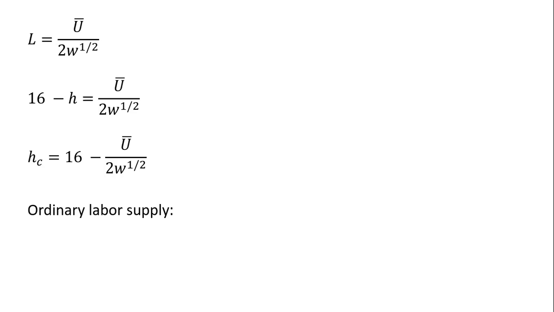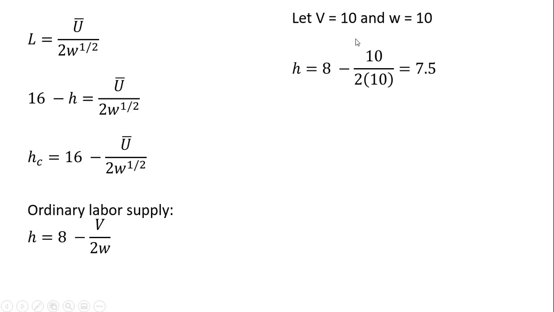The ordinary labor supply, I'm not going to derive it in this video to save time, equals the following. So that's the ordinary labor supply and the compensated labor supply. Let's show how we can use these in a problem. So let's assume non-labor income is $10 and the wage is $10 per hour. Plugging those values into the ordinary labor supply, we get the utility maximizing hours of work at 7.5. This means the person is enjoying 8.5 hours of leisure in a day.